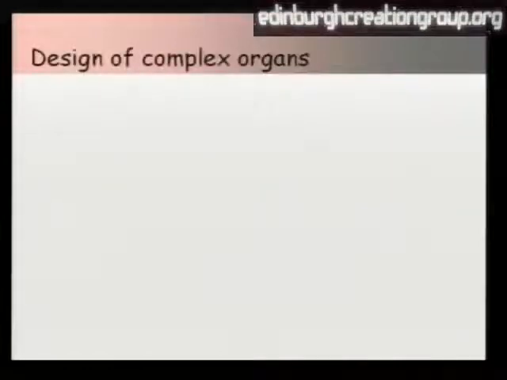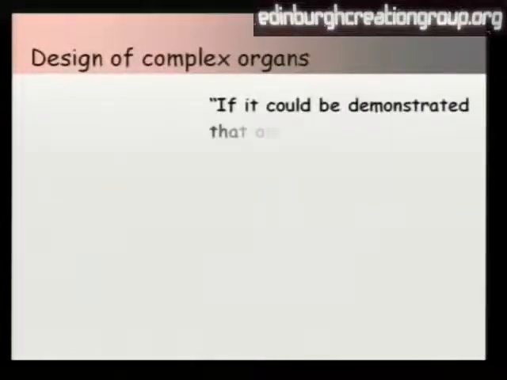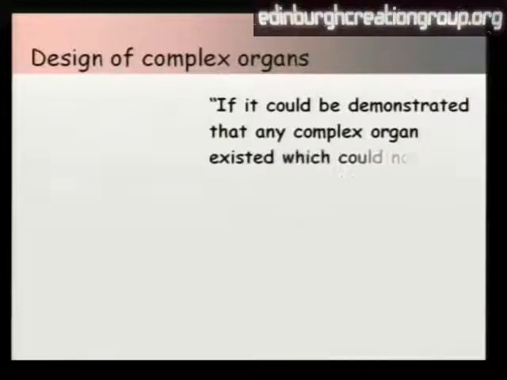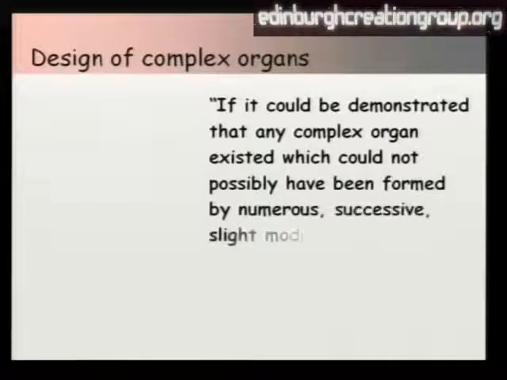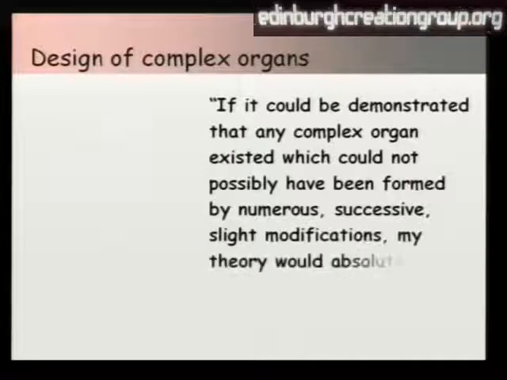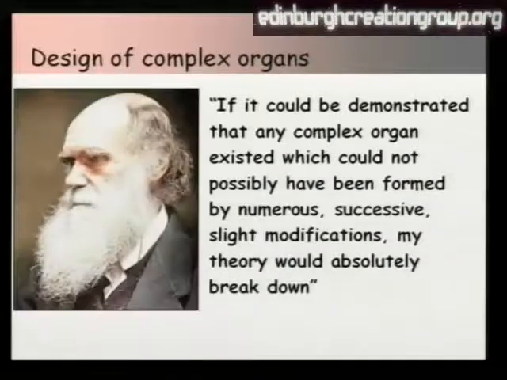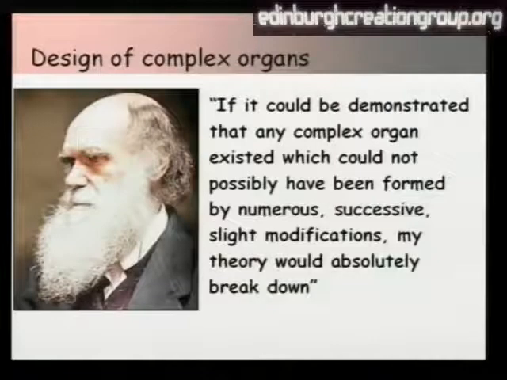Now, somebody once said this: if it could be demonstrated that any complex organ existed which could not possibly have been formed by numerous successive slight modifications, my theory would absolutely break down. And that was Charles Darwin who said that. So he recognized the problem, and he recognized that the eye was one of the problems. And so that I don't get accused of quote mining, I will go on and complete the quotation, which is, Darwin concluded, but I find no such case.